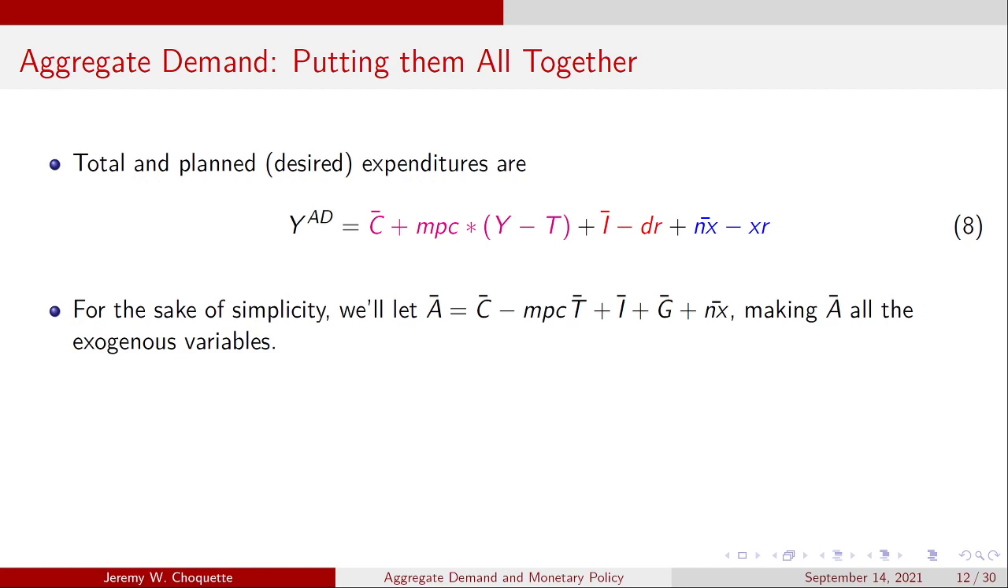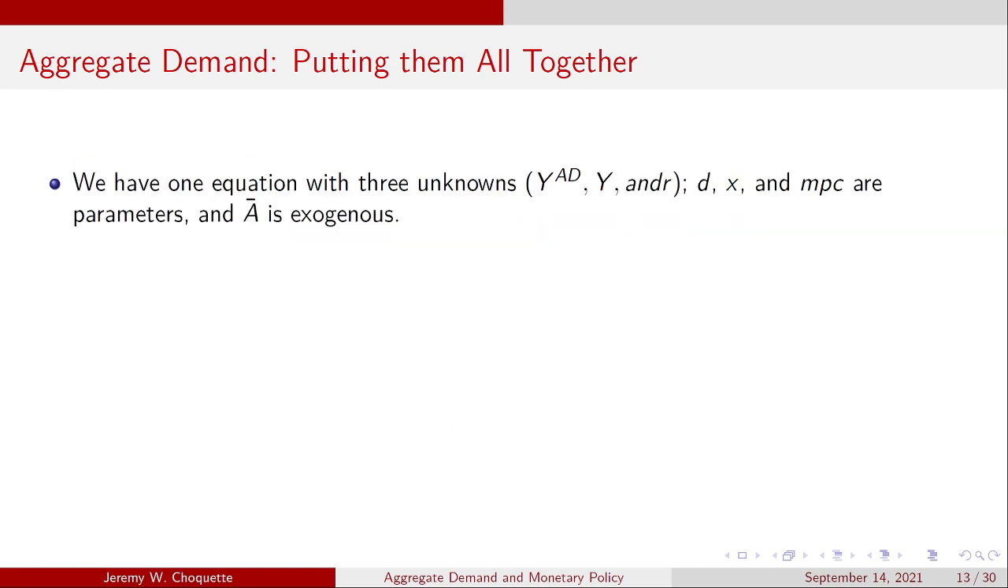Anyways, for the sake of simplicity, I'm just going to let A bar equal all this autonomous stuff, right? So A is like all the exogenous variables. So now what we've got is Y equals A bar plus the marginal propensity to consume times Y minus the sum of d and x times the real interest rate. So I've got one equation with three unknowns, right? I've got Y, A bar, Y, and the real interest rate. d, x, and the marginal propensity to consume, MPC, are parameters, and A bar is exogenous.